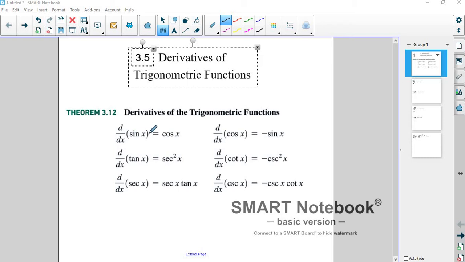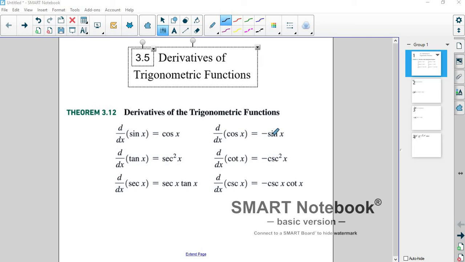If you look at the derivative of sine, you get cosine. The derivative of cosine, you get negative sine. The derivative of tangent is secant squared. The derivative of cotangent is negative cosecant squared. The derivative of secant of x is secant of x times tangent of x. The derivative of cosecant of x is negative cosecant of x cotangent of x.